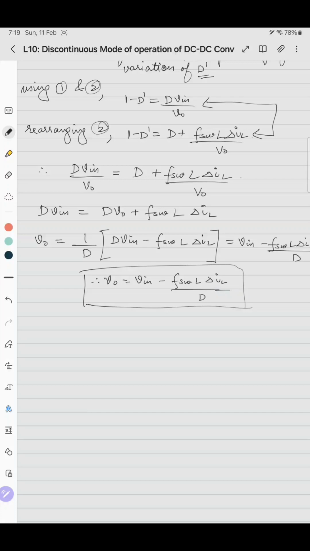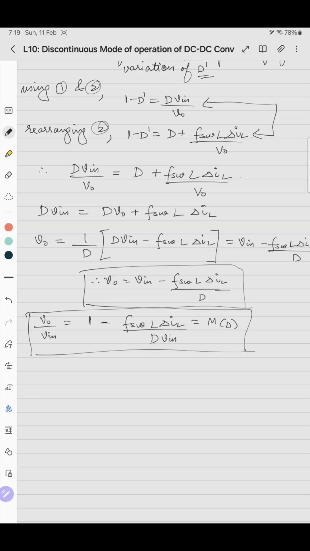As F switching L into delta IL by D is positive, V naught is less than Vin, which is valid for a buck converter. So if we write V naught by Vin, dividing this equation by Vin, it will be 1 minus F switching L delta IL by D Vin, which is M of D.